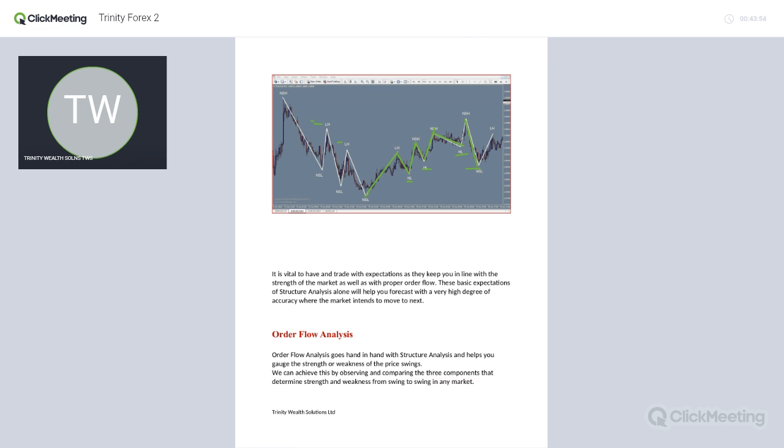So we go to what we call order flow analysis, and this is still within structural analysis. Order flow analysis goes hand in hand with structure analysis and helps you to gauge the strength or weakness of the price swings, okay? We can achieve this by observing and comparing the three components that determine strength and weakness from swing to swing in any market. So we're still building up on our structure analysis to see how we can tell the market is weakening. As it goes down, can we say the bears are losing power and the bulls are coming in? For us to be prepared, not to be caught unawares.